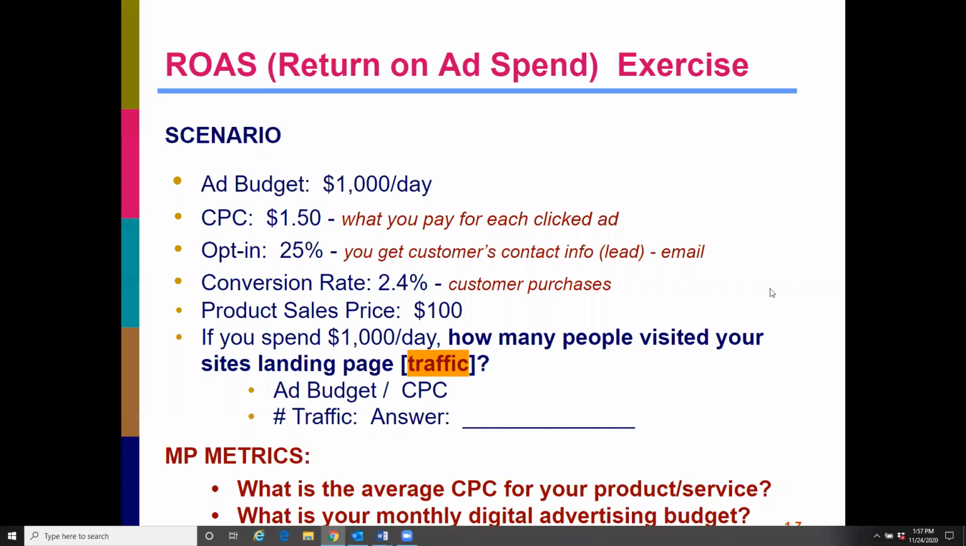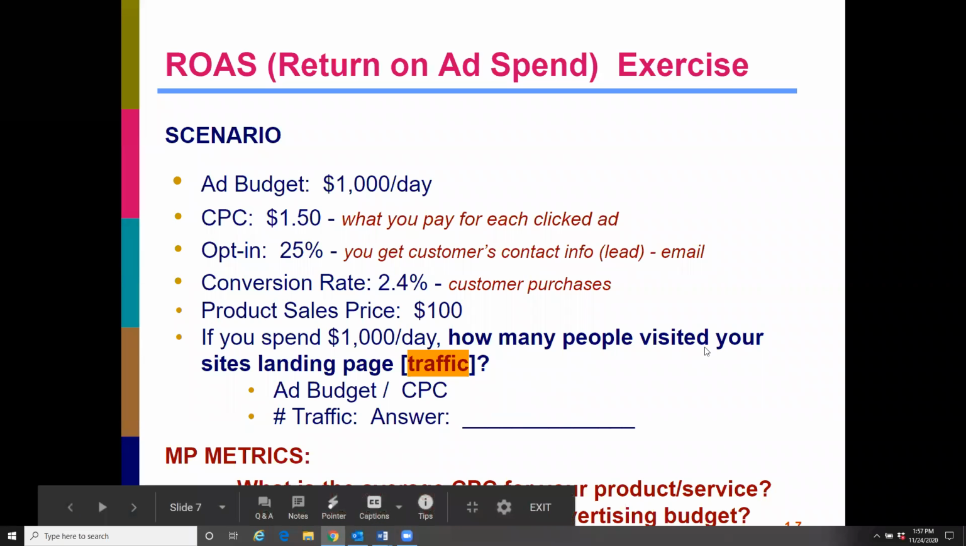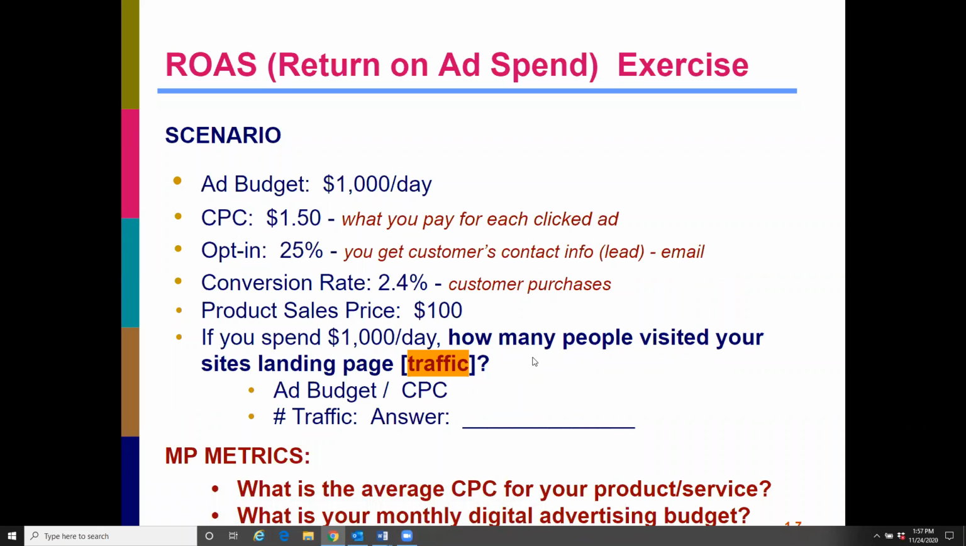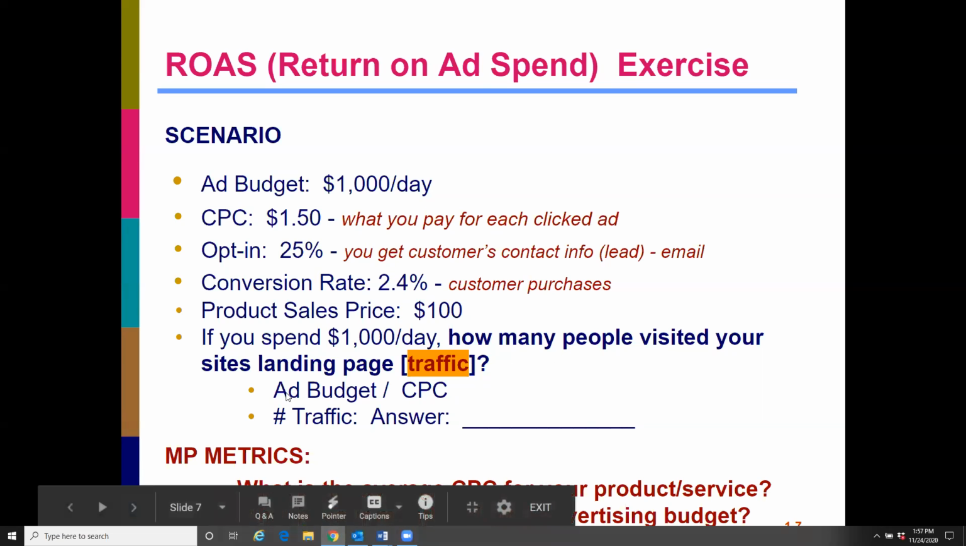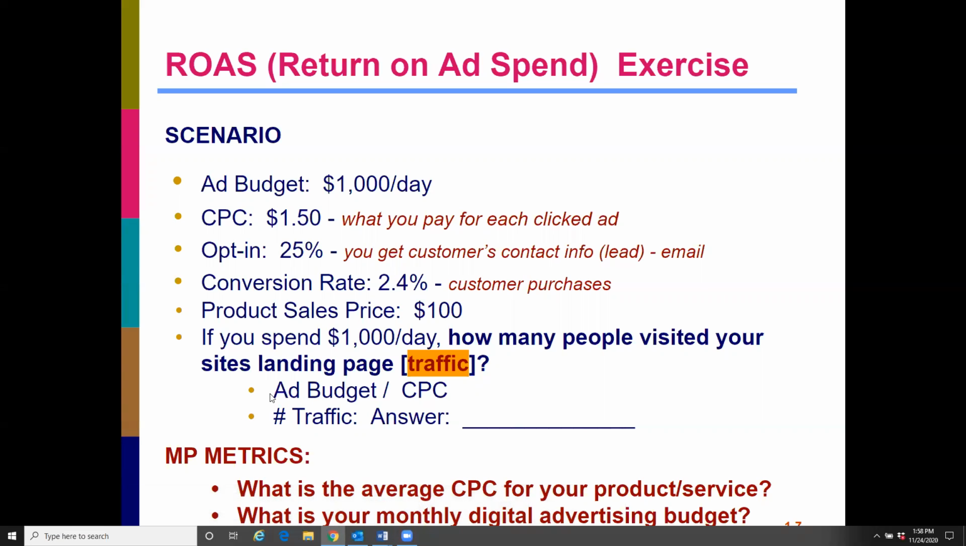So let's do the first number here and put it in the chat, and let's figure out what our traffic is. The first number I want you to hit is your traffic. If you spend $1,000 a day, and I worked with an online entrepreneur who was actually spending $1,000 a day, how many people visit your site landing page in a day? I'm telling you the calculation right here. It's your ad budget divided by your cost per click. There you go. Thank you, Karen.